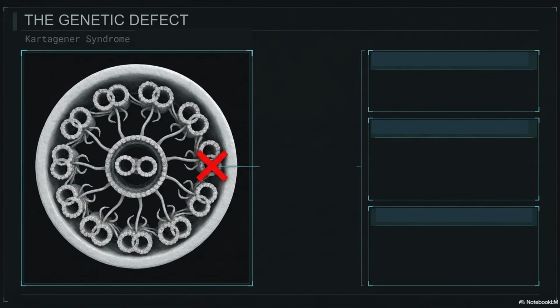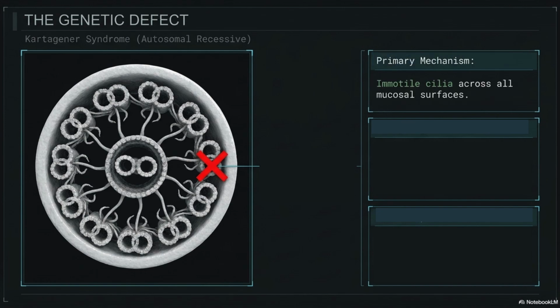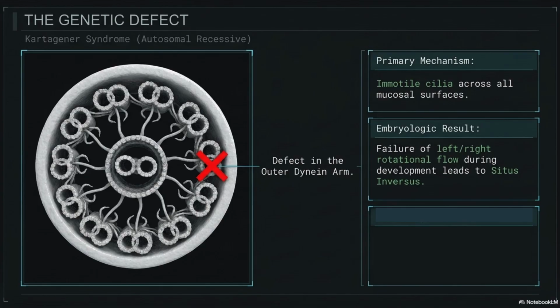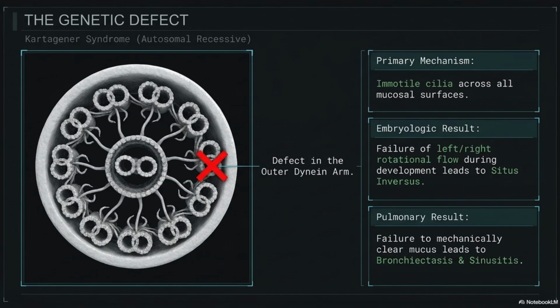Let's break down the genetic defect behind Cartagena syndrome. It is an autosomal recessive condition. The primary mechanism is immotile cilia across all mucosal surfaces, which is caused by a specific defect in the outer dynein arm. The embryologic result of this defect is a failure of left-right rotational flow during development, which leads to situs inversus. The pulmonary result is a failure to mechanically clear mucus, which ultimately leads to bronchiectasis and sinusitis.